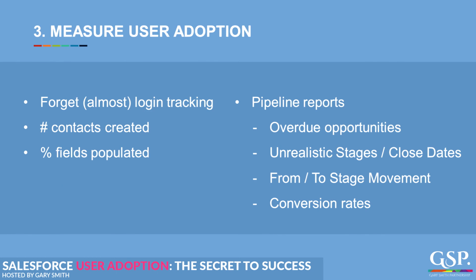Our third one was about measuring user adoption. Now, there are various dashboards that you can download from the App Exchange about user adoption. I'm not a huge fan, really, of any of them. They put too much emphasis on tracking whether users have logged into the system. I don't really think that tells you a great deal. I guess if a salesperson hasn't logged in for 4 weeks and they're not on holiday or they're not off sick, then that would be something you want to know.